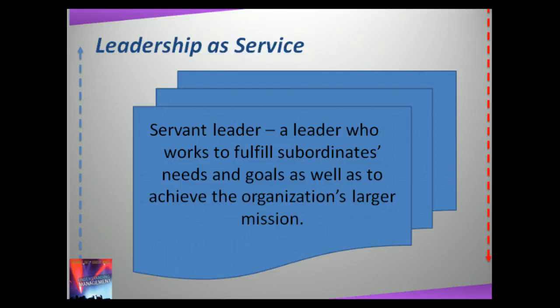So there are a lot of benefits to servant leaders. Some examples of servant leaders would be people like Mother Teresa or even Martin Luther King. Who are some others that come to mind? I used to have a list, but anyway, those are just a couple of examples.